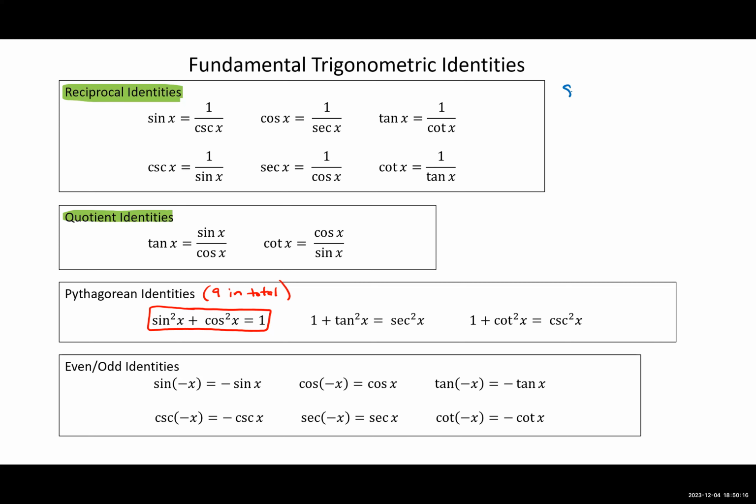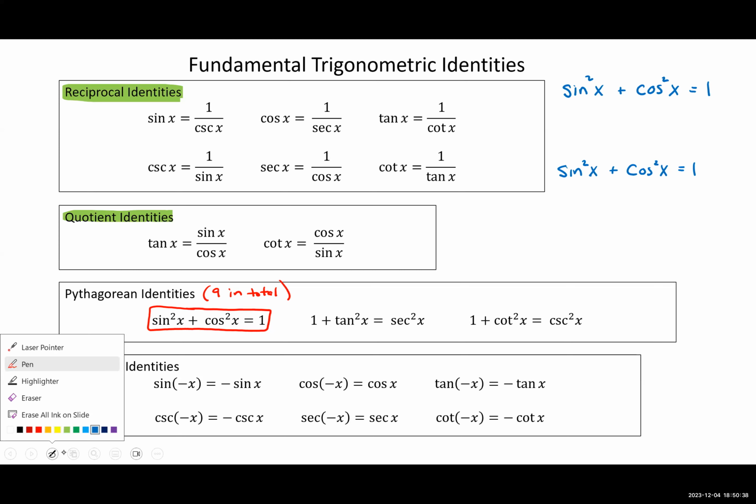So I'll write that over here. Sine squared x plus cosine squared x is equal to 1. I'm actually going to write it twice. Sine squared plus cosine squared is equal to 1.